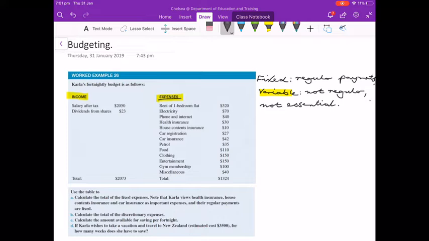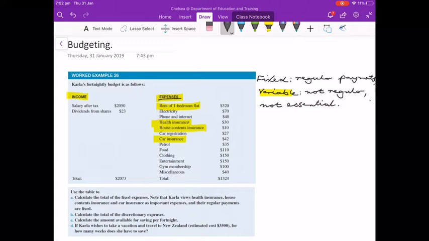We're going to calculate the total of fixed expenses. Note that Carla views health insurance, house contents, and car insurance as important expenses, and their regular payments are fixed. So we're going to go through and find, is there anything else that is a regular payment? We have rent, that would be regular payment, and that is what we have so far.